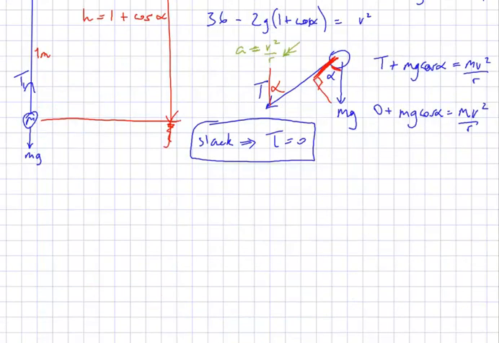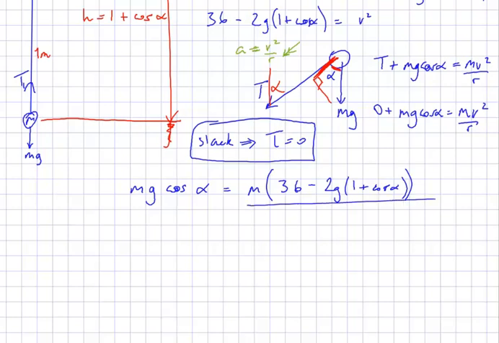So let's explore that. We've got mg cos alpha is equal to m multiplied by the velocity. So we've already worked out that at that moment in time the velocity squared is 36 minus 2g brackets 1 plus cos alpha. At one point in time I'm going to open up that bracket, and that's all divided by the radius, which in this instance happens to be 1. It makes life a little bit easier.